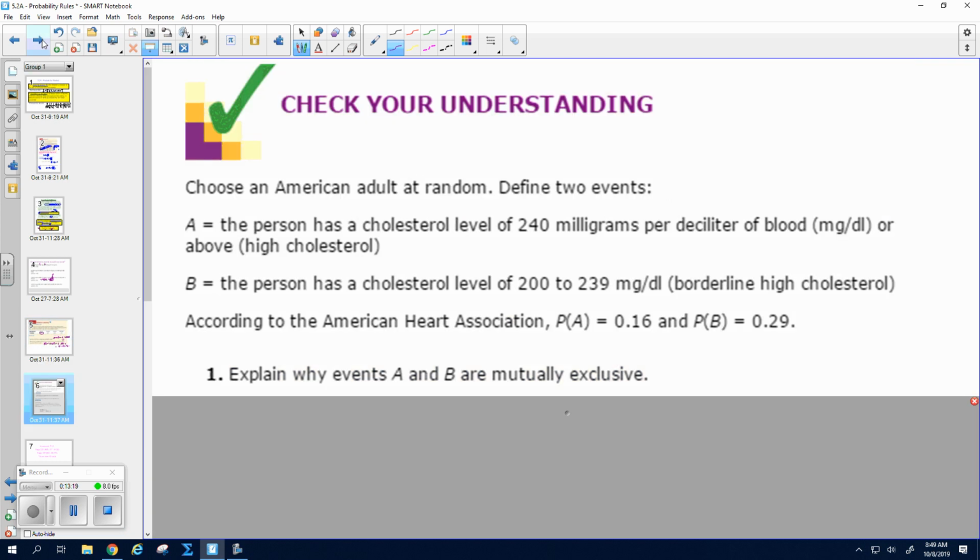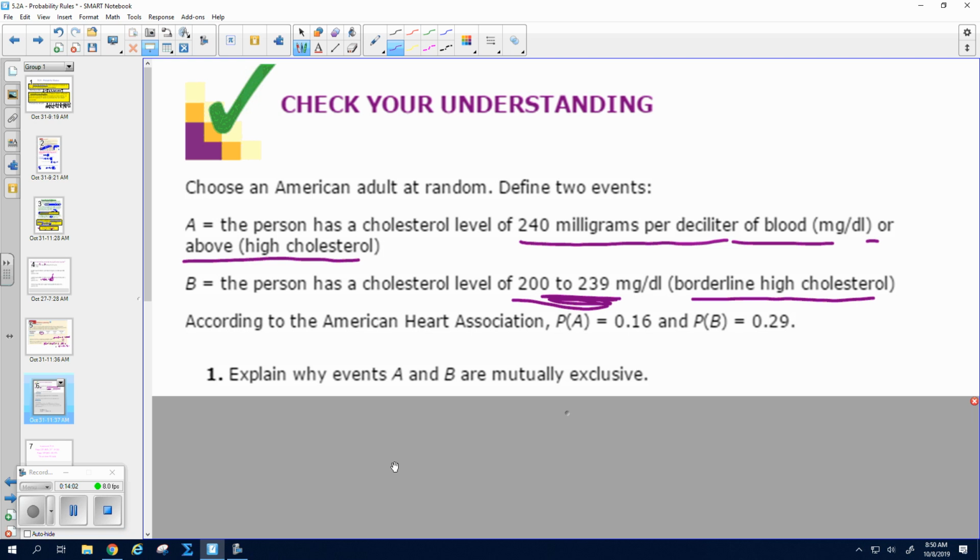Great. All right, choose an American adult at random. Define the 2 events. A, the person has a cholesterol level of 240 milligrams per deciliter of blood or above. So they are considered high cholesterol if they're above 240. B, the person has a cholesterol level of 200 to 239, which is borderline high cholesterol. According to the American Heart Association, the probability of A, which is the high cholesterol people, is 16%, and the probability of B, which is the borderline high people, is 29%. Explain why A and B are mutually exclusive.